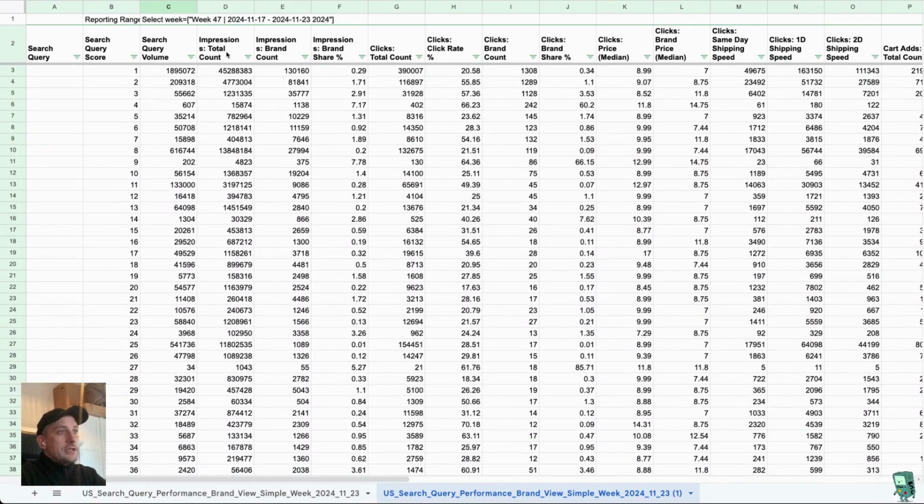Impressions. Impressions should always be higher than search volume, because search volume is how often somebody has searched for your query, and impressions is how many ads or slots. It doesn't need to be ads, because the Search Query Performance Report gives us both organic and paid insights, so it includes sponsored products and organic visibility. So an impression is how often, from a given search volume, a product was shown.